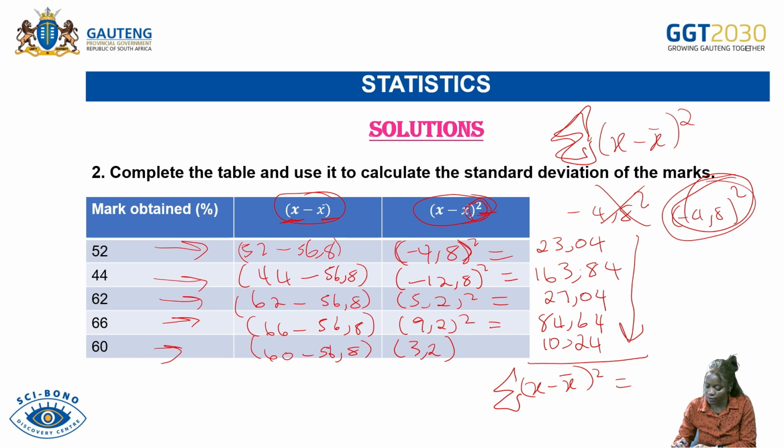Let me start afresh. I am getting 308,8. I don't know if you also got 308,8.